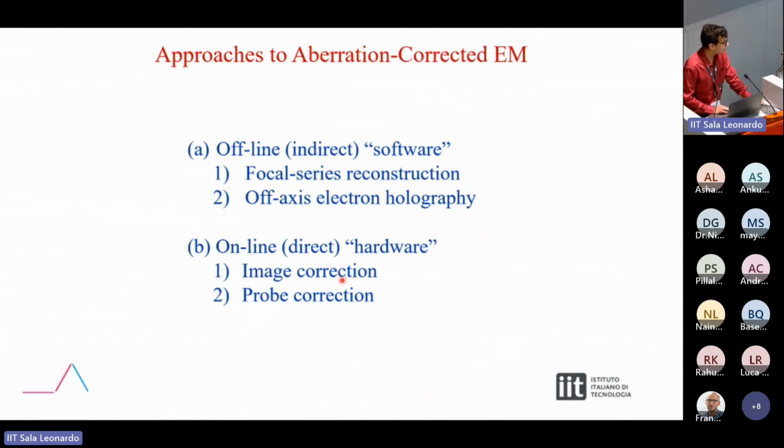So image correction means if you have a TEM, transmission electron microscope, you have an aberration corrector, it is called an image corrector. And if you have STEM, then it's called a probe corrector. So in STEM, I'm using a small fine probe of the electron beam, and I'm interested in getting the probe as small as possible. So in STEM, I'm correcting for the probe, and in TEM, I'm correcting for the image.